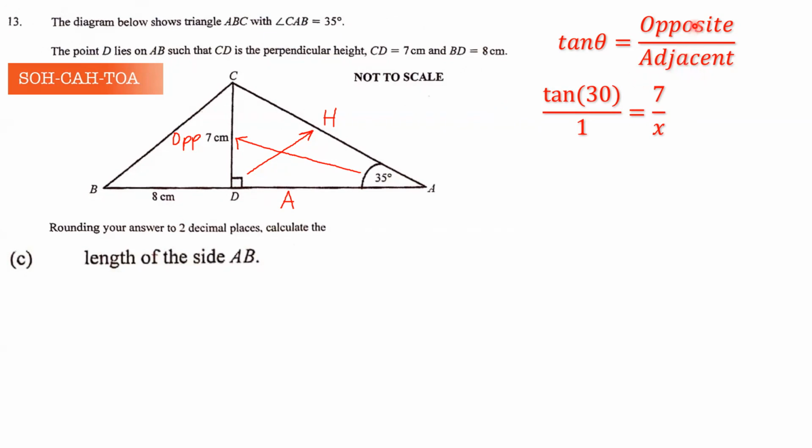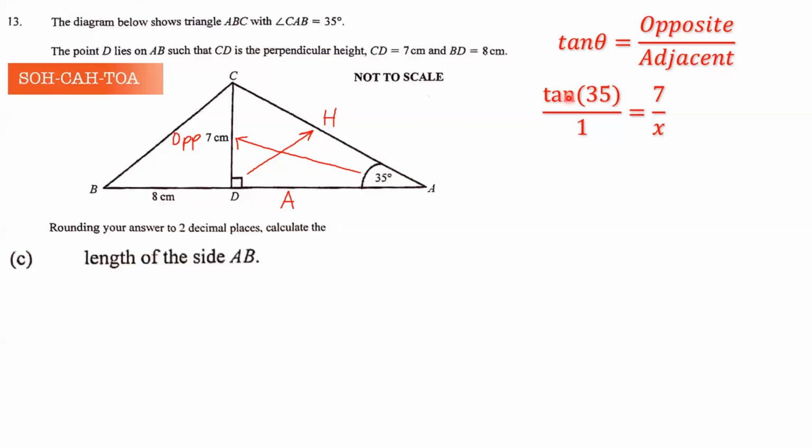So the opposite is 7. We don't know what the adjacent is, so we put x. And we have tan 30. Why do I have tan 30? It's supposed to be tan 35, because this angle right here is 35. So I'm going to correct this, and then I'm going to come back and resume the recording.